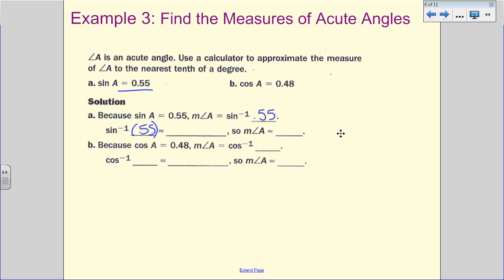When we do that, sine inverse is no different than tangent inverse, except I'm hitting second sine. So second sine of 0.55, and I get 33.36701. Round to the nearest tenth of a degree is 33.4 degrees. So I'm going to be able to find angle measures, whether they give me opposite and adjacent, opposite and hypotenuse, or for the last one, because it says cosine, adjacent and hypotenuse. Eric?